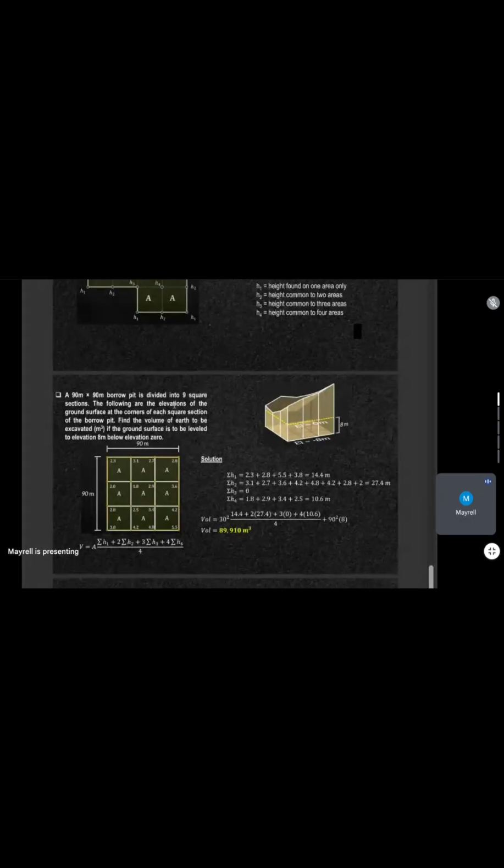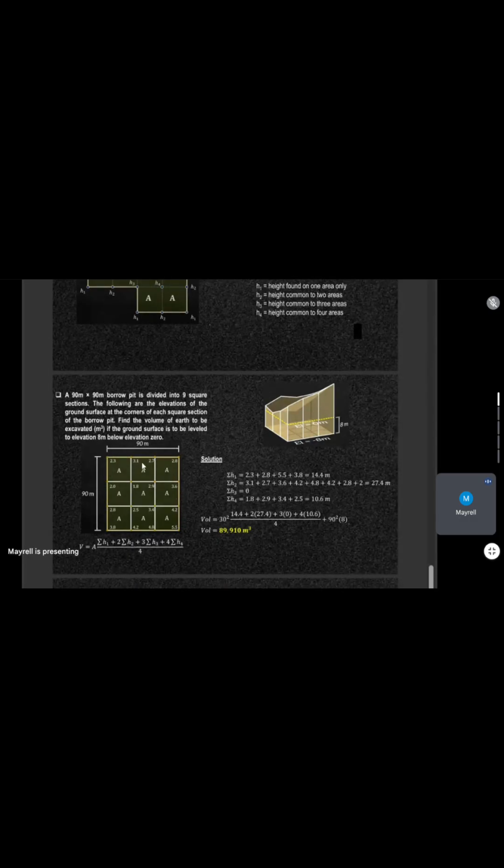Okay, so the following are the elevations of the ground surface at the corners of each square section of the borrow pit. Find the volume of earth to be excavated in cubic meters if the ground surface is to be leveled to elevation 8 meters below the elevation 0.